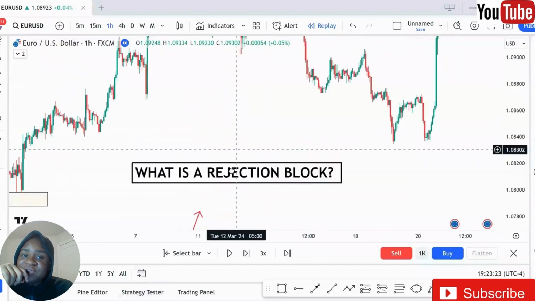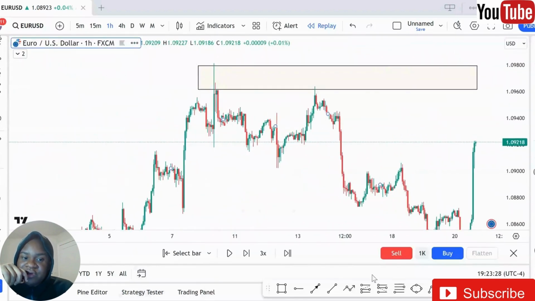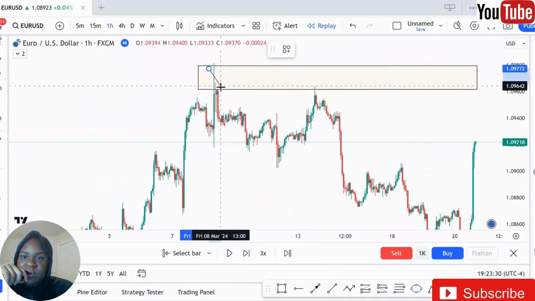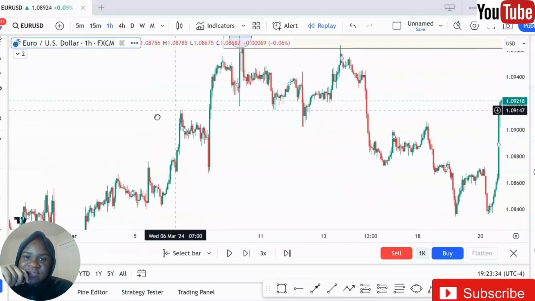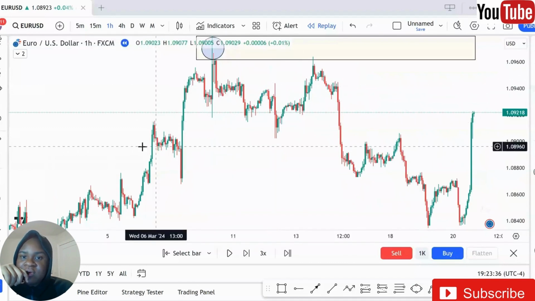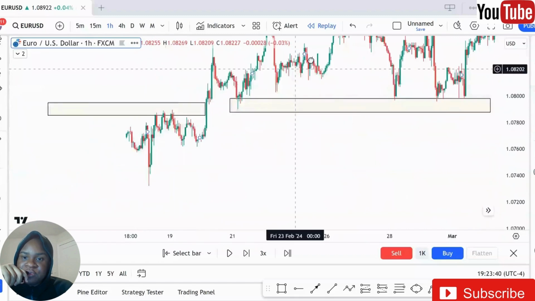Now, it's very hard to find one in the chart. I was able to get one here. You can see an example here of a rejection block. This is an example of one. You can see one here, right? It's kind of not that hard to find. I can mark this one as a rejection block also. This is not a total analysis, just an example showing you what a rejection block looks like.